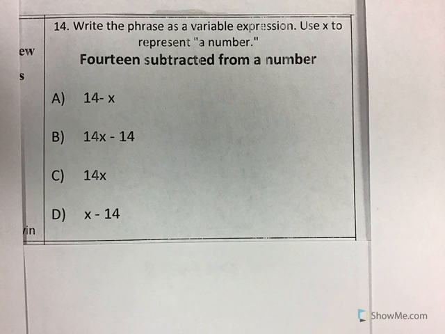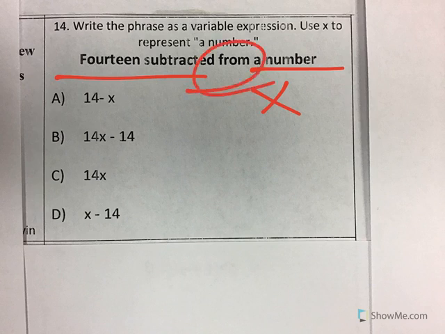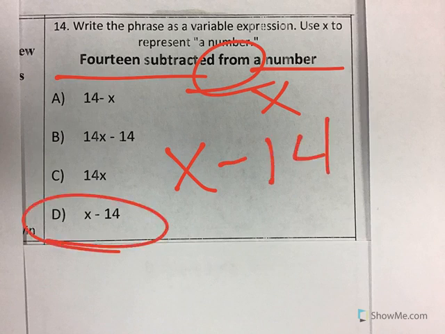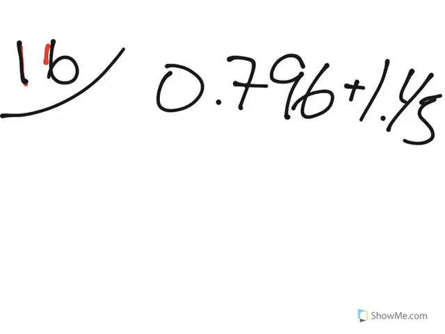Kind of went out of order here. I forgot about number 14. It says write the phrase as a verbal expression using X to represent a number. So a number is going to be X. It says 14 subtracted from. So first I have to find out a number, X, and I'm going to subtract 14 from it. So my answer is D, X minus 14.